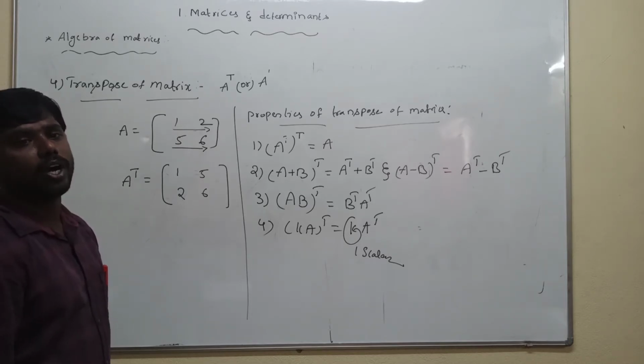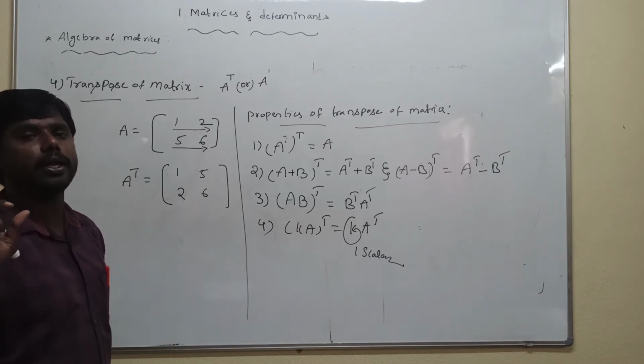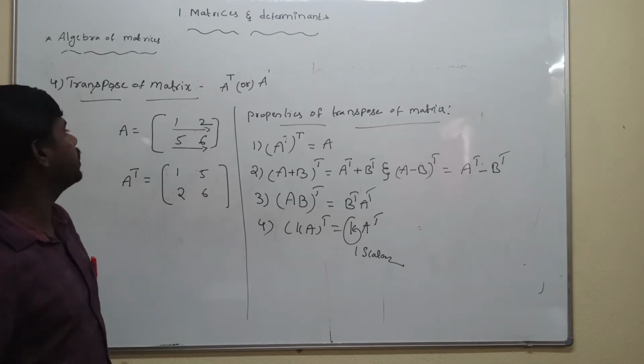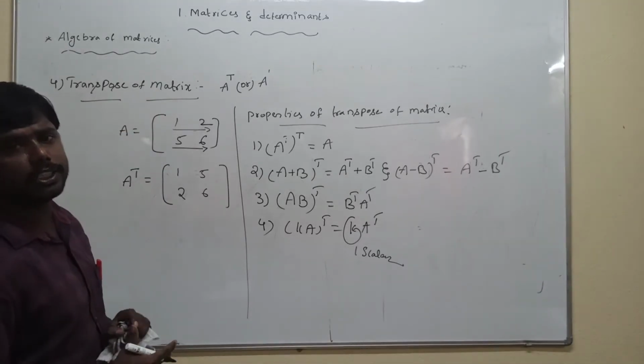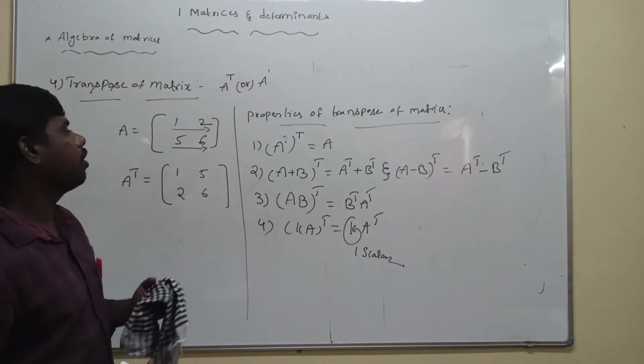Everyone understood the condition for the transpose of a matrix? A matrix obtained by interchanging rows and columns is called the transpose of the matrix. It is denoted by A^T or A'.